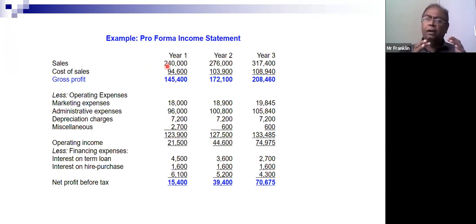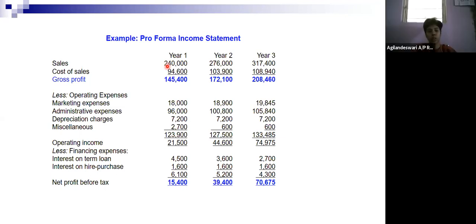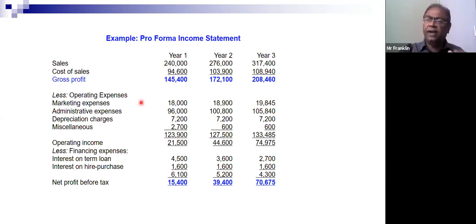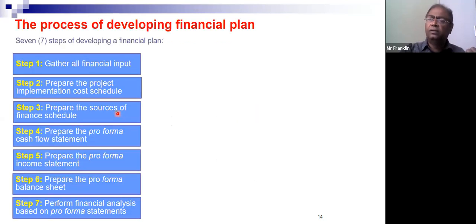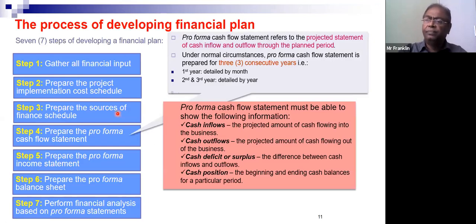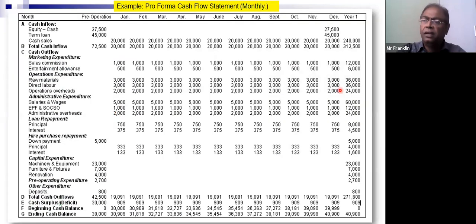Belum tolak lagi apa? You haven't tolak lagi apa lagi? Your cost. We have administrative expenses, right? Marketing expenses, depreciation charges, miscellaneous, so we have some other extra things. Let's go back again to here. You see this? Sorry, you go back here. Can you see administration expenses 60,000, salary and wages, 12,000 EPF SOCSO, 24,000. Add this for 91,000. Okay, all these are what you call administrative expenses, right?